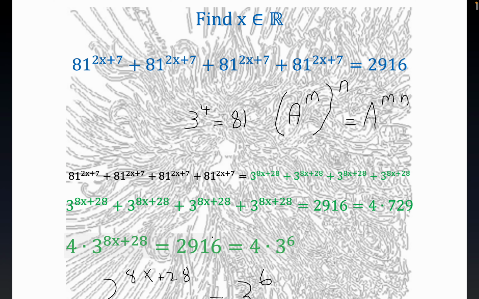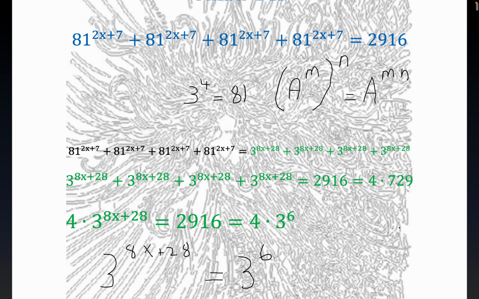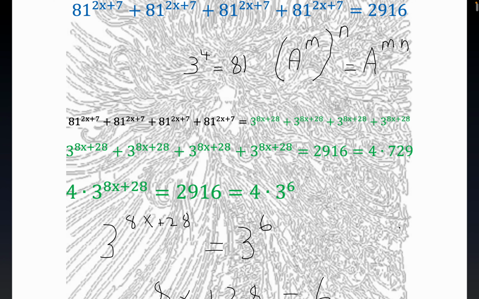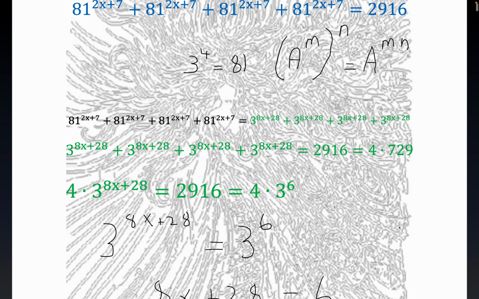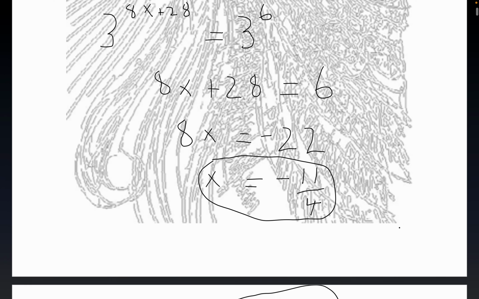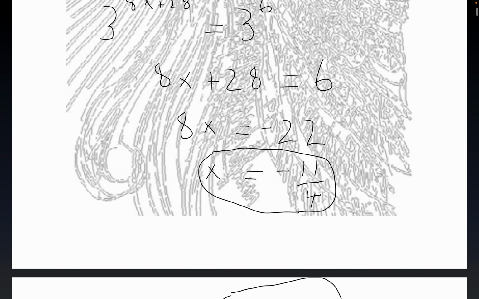You had to rewrite the left-hand side in terms of base 3, and then look for a power of 3 being present as a factor in 2916, which it was right here. 729 is 3 to the 6th power, I think, isn't it? Yeah, 3 to the 5th is 243. Yeah, I got that right. Okay, just want to double check. But anyway, that's the solution. x is equal to minus 11 fourths.